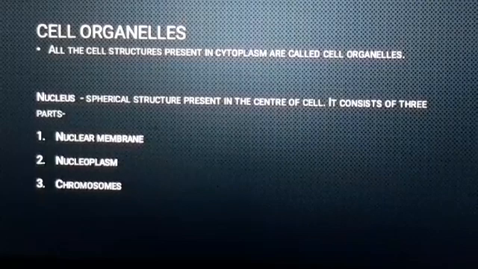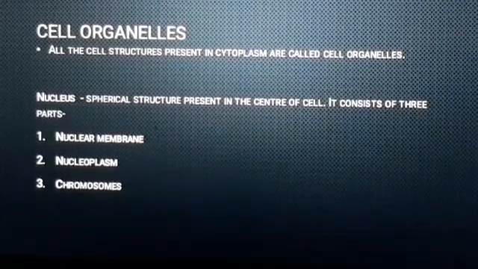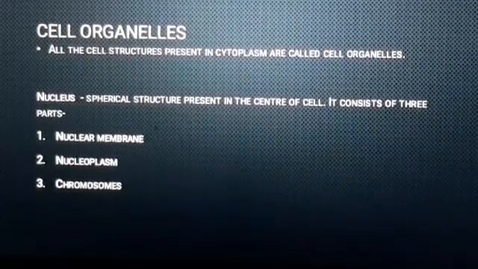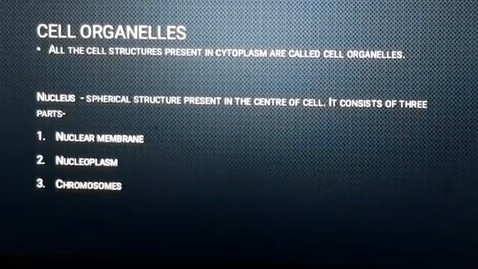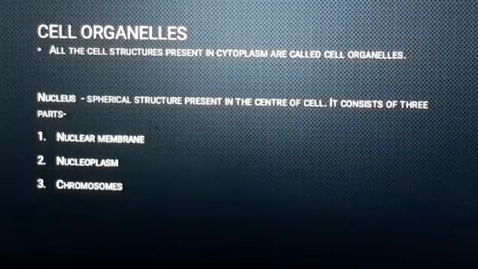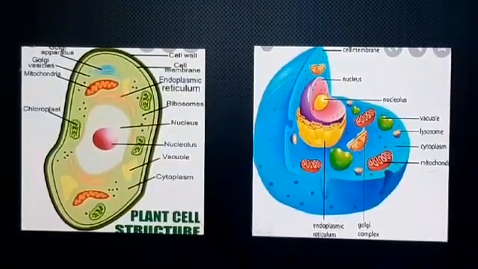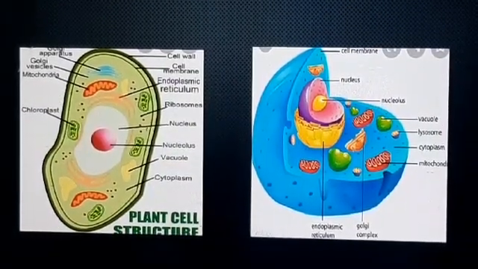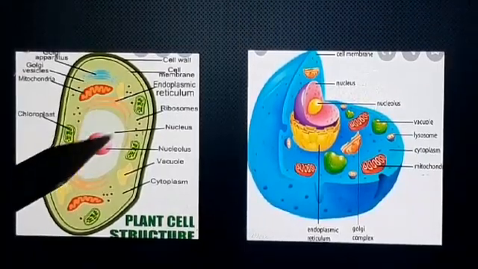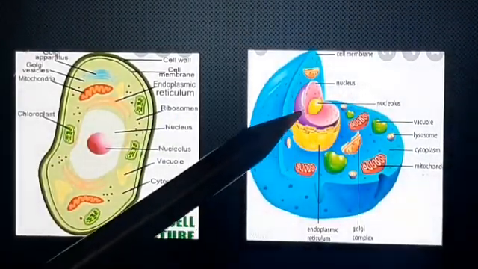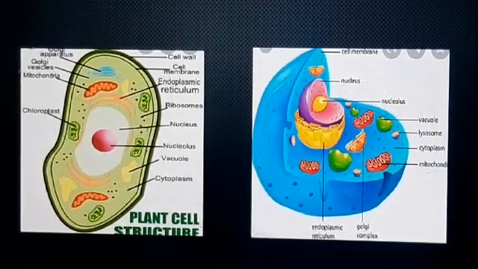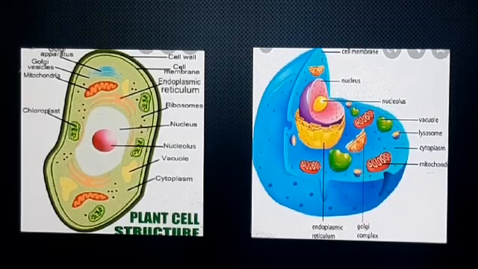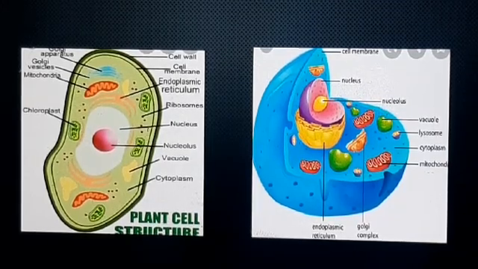So what actually is the nucleus? Nucleus is a spherical structure present in the center of the cell, and it is surrounded by cytoplasm. Look at this figure here. The central part of the cell, this one in the plant cell and this one in the animal cell, is known as the nucleus. So it is the spherical structure present in the center of the cell, surrounded by the cytoplasm.